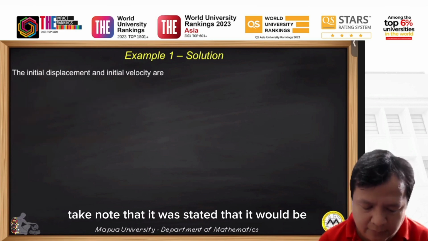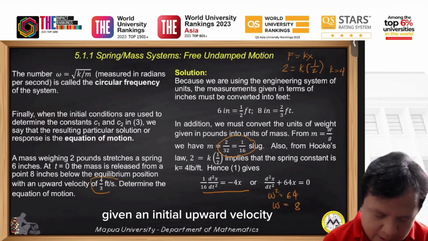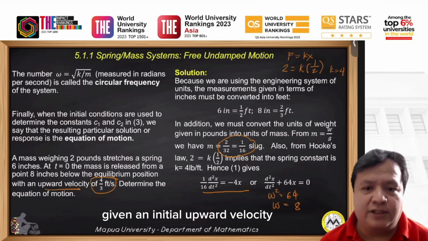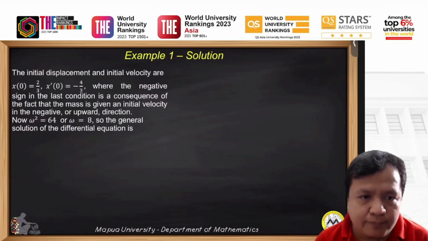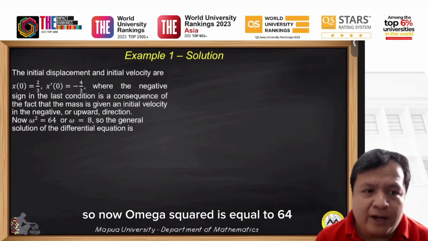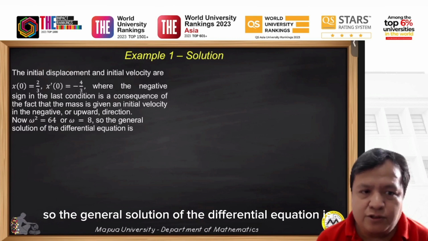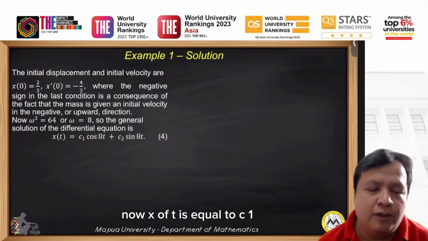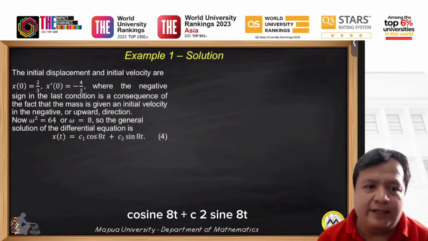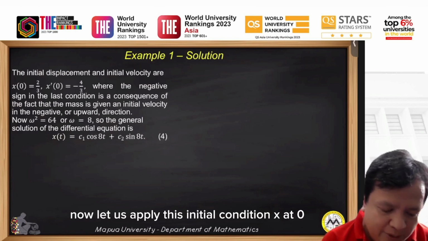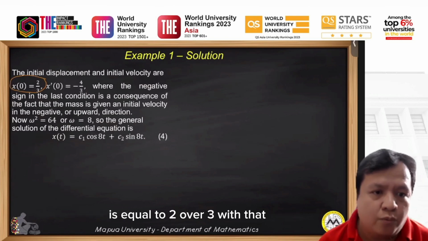Take note that it was stated that it would be given an initial upward velocity. Upward is negative in our sign convention. So now, omega squared is equal to 64 and omega is equal to 8. The general solution of the differential equation is now x of t equal to c1 cosine 8t plus c2 sine 8t. Now let us apply the initial conditions. x of 0 is equal to 2/3.